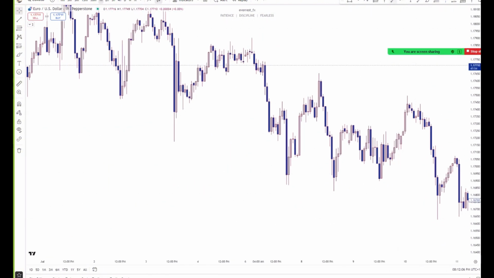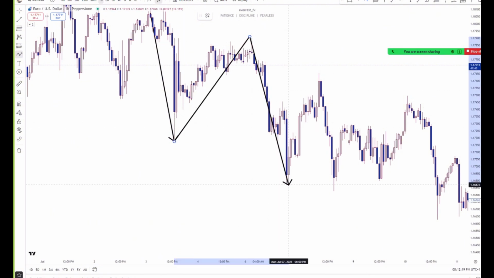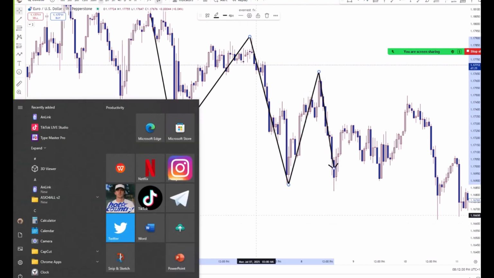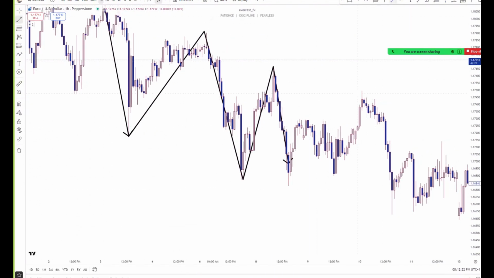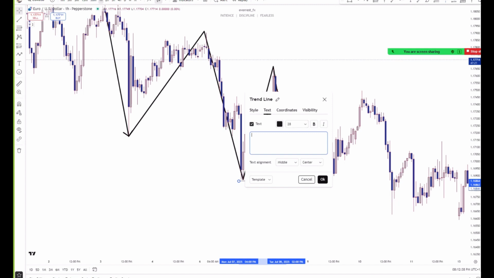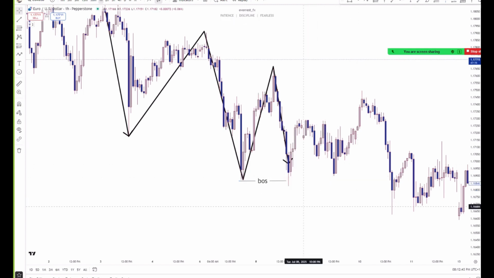For example, look at this structure. Now this is a lower low and this is a lower high. This is a lower low. The market broke this place and this is a high. But instead of the market breaking this place using a full body candle, the market broke it using a wick. You can see this is a break of structure but using a wick. Now this is not a valid break.